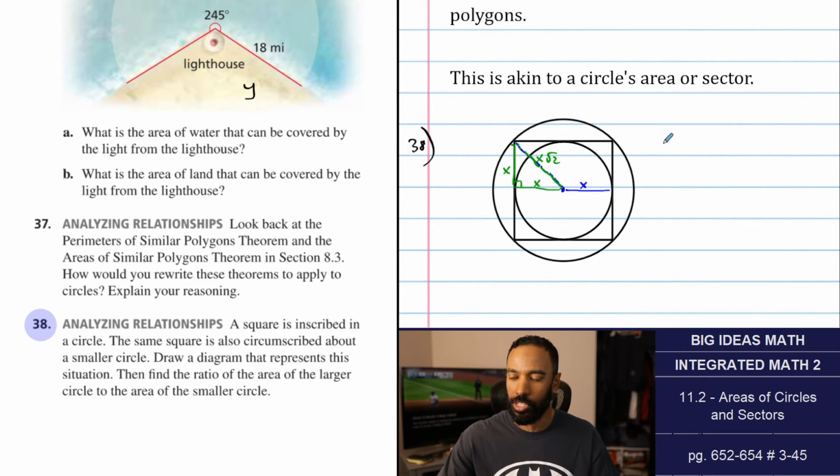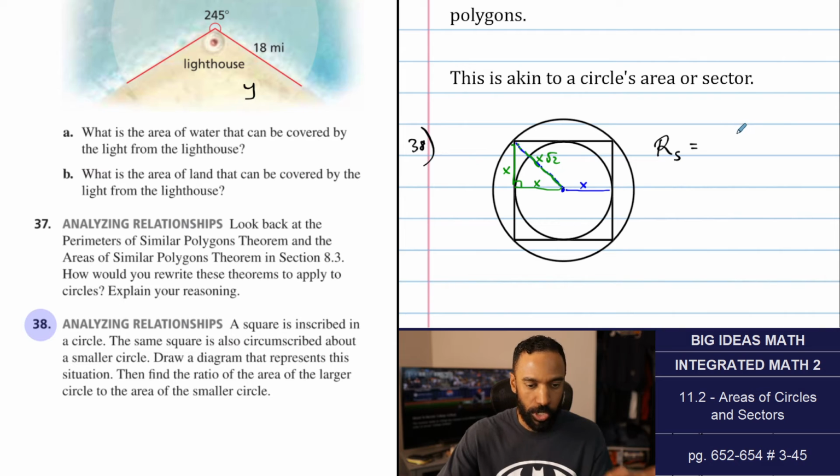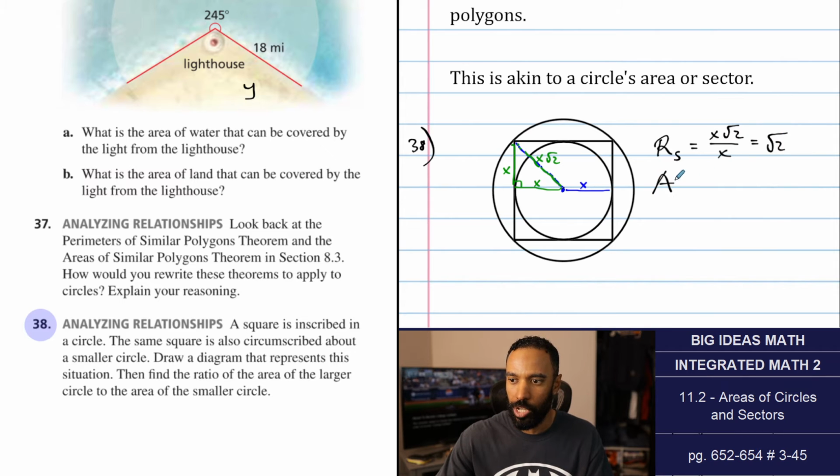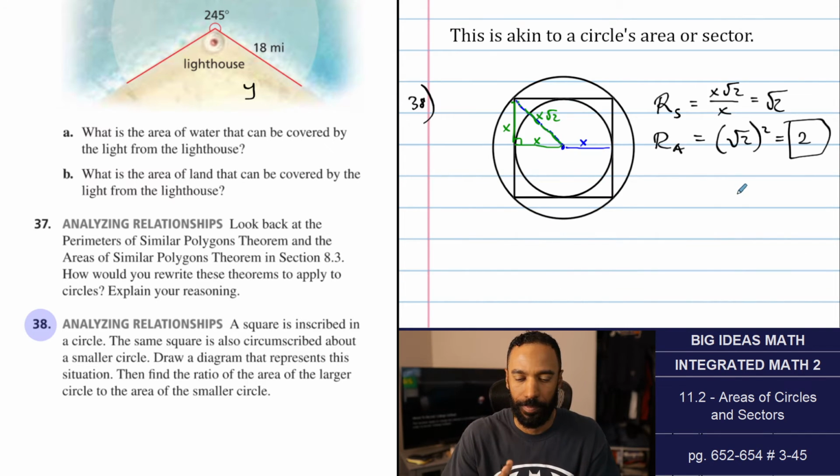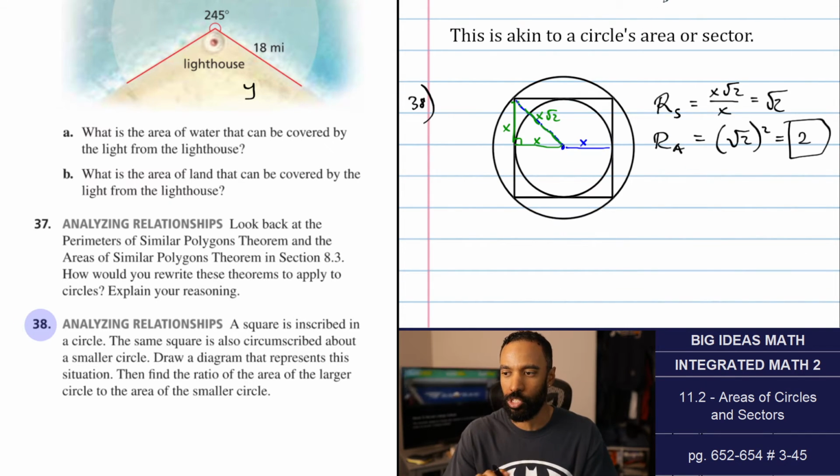Now, the similarity ratio is the larger circle to the smaller circle. So it's x root 2 over x, which means square root of 2. So the ratio of areas takes the similarity ratio and you square it. What I like about these problems is they're connecting one to the other. So it's 2. The ratio of the larger one is going to be 2.